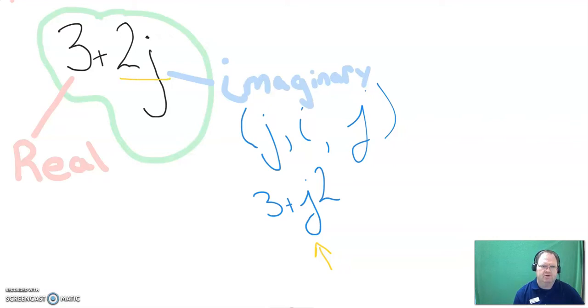Now this part is called imaginary because J is equal to the square root of -1. It's called imaginary because you can't do this. It doesn't go into your calculator.